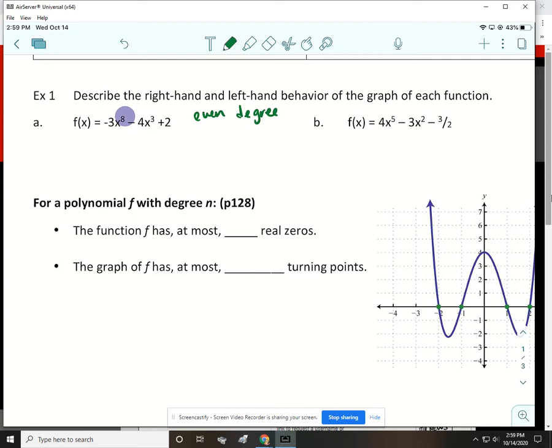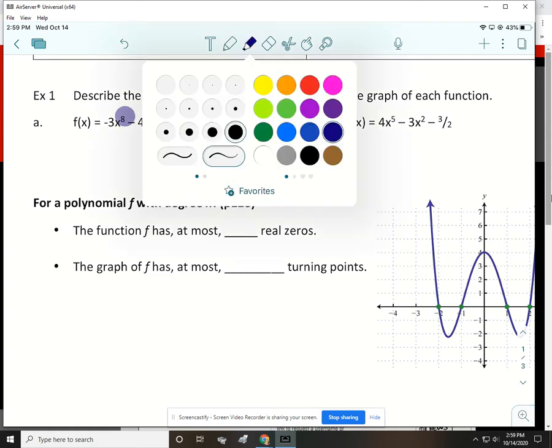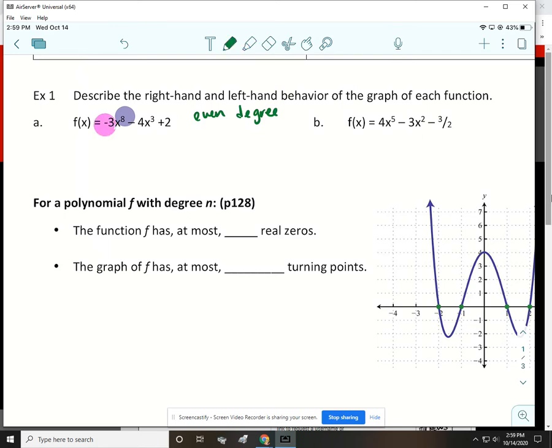And then the leading coefficient is -3. All right, so that's going to be a negative leading coefficient. And don't forget that the leading coefficient tells you what happens on the right. So a negative means we're going to fall on the right. An even degree means the left is going to do the same thing. So this one falls left and right.